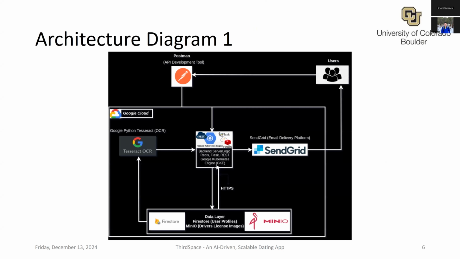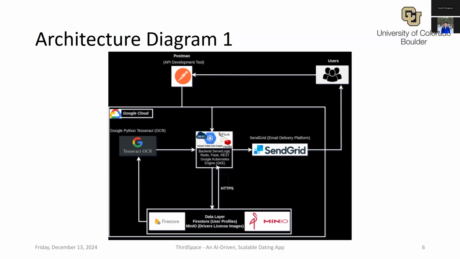This is our first architecture diagram. It shows how all the external APIs interact with our app. So we have the user that uses Postman to send API requests to the app. The app is going to be storing user profiles in Firestore, as well as driver's license images in MinIO.